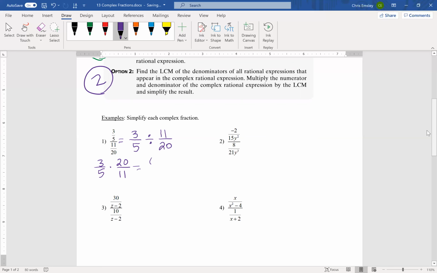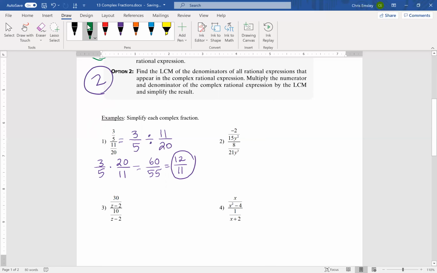3 times 20 is 60, and 5 times 11 is 55. And then you got to be careful here. I didn't reduce anything before I multiplied. So now this is not in lowest terms. That numerator and that denominator can be both divided by 5. So if we reduce that fraction, we get 11/12 for our final answer. Okay, that was option number one. And these first several we're just going to do with option one.